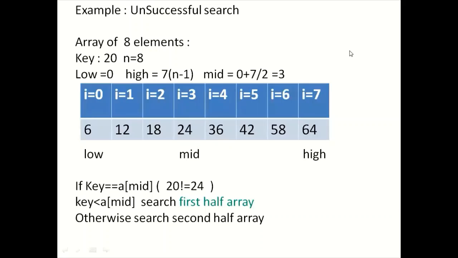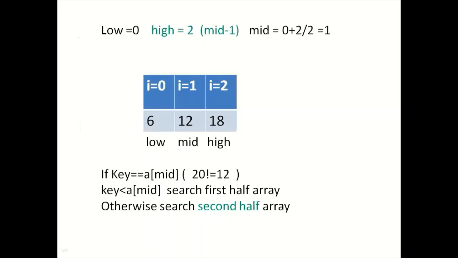Now let's look at the second example, an unsuccessful search. Consider the same array of 8 elements, but the key element is 20. Since 20 is not equal to the middle element, we have to search the other part of the array. So 20 is less than 24, so we are going to search the first half of the array. The first half is from here till here. Low remains in the same position, only the high gets changed to the 18 position. So the first half array is like this.